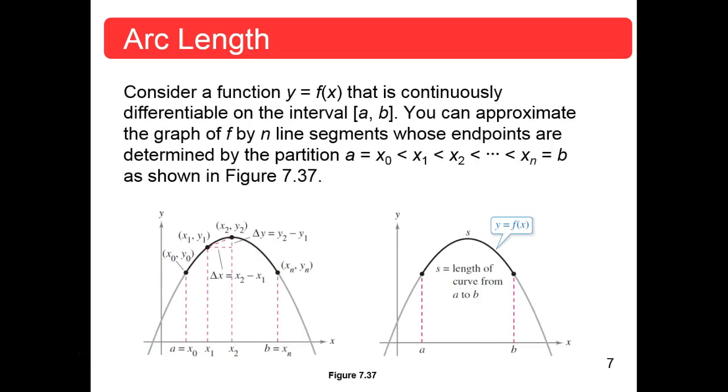Good deal, good question. Okay, so let's consider a function, y is equal to f of x, that is continuously differentiable on some interval from a to b. You can approximate the graph of f by n line segments whose endpoints are determined by whatever partition you choose between a and b. So a is going to be your x of 0, and it's going to be less than x1, less than x2, less than x3. Finally, you get to x of n, however big n gets to be, that will be your b point. That is the arc length between there. That's not a particularly easy thing to measure.